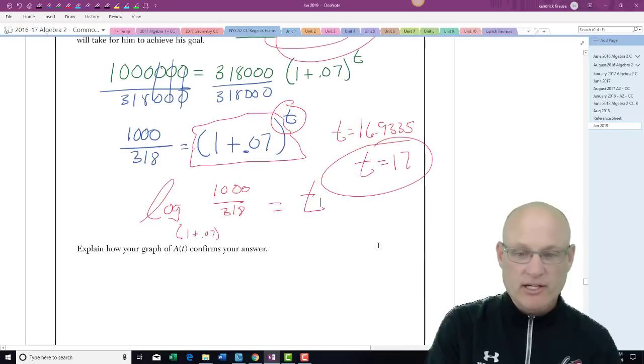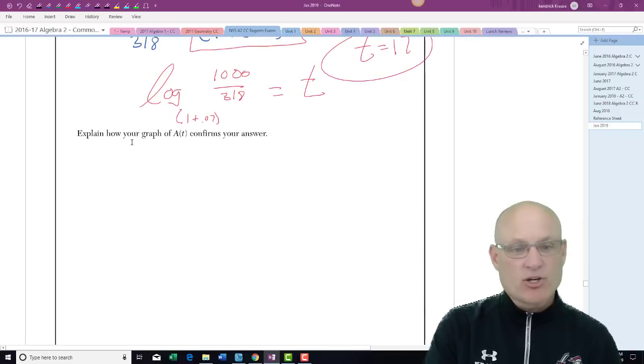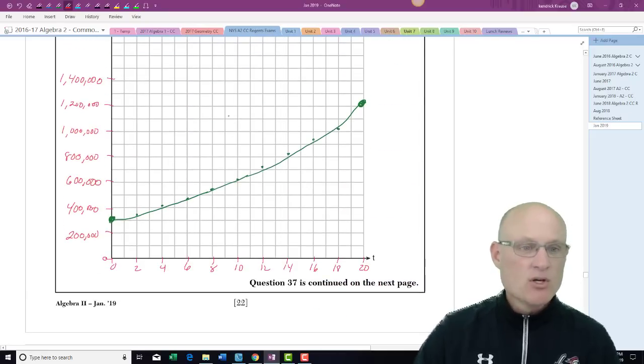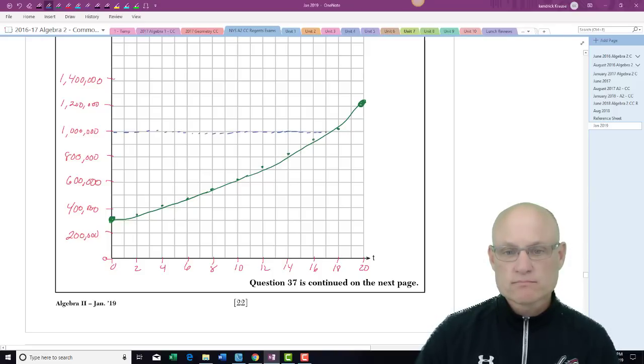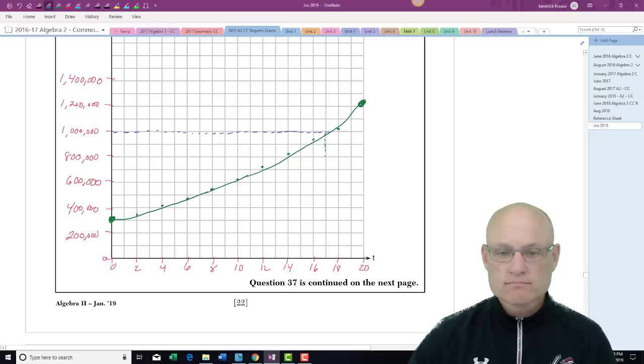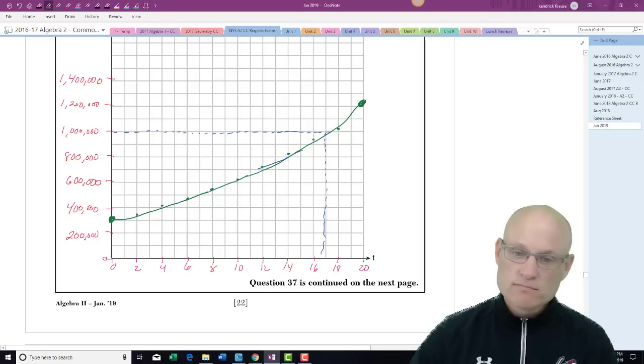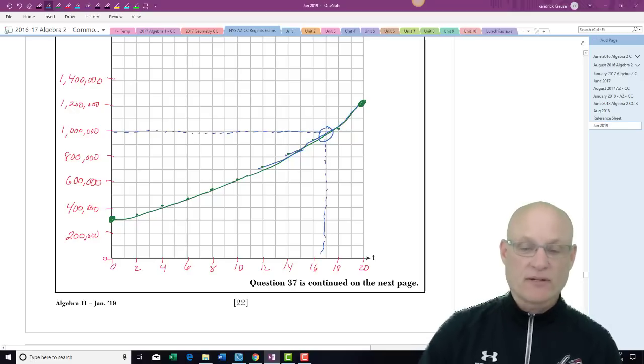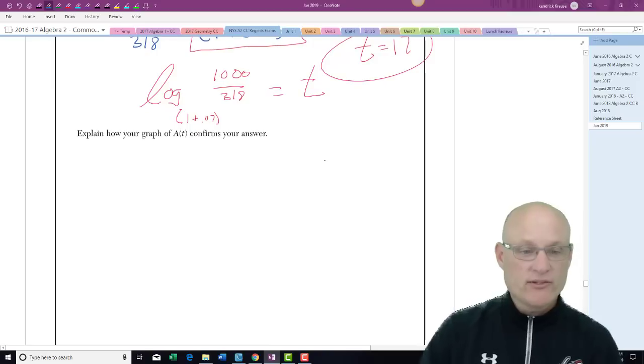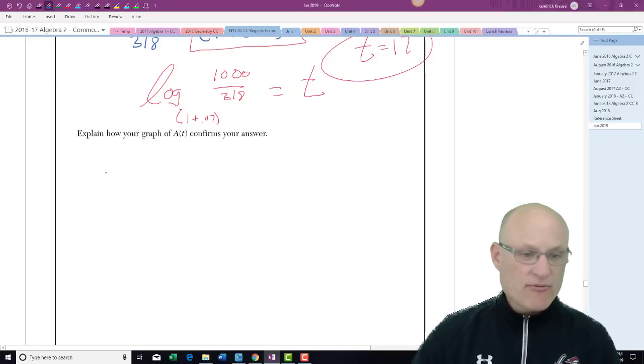Shabam! 17 years, I'll be a millionaire. Explain how your graph from A of t confirms your answer. Well, let's see if it does confirm it. 1 million. Now, make sure you use dotted. Now, had I hit these points, and you probably did, I hope, you'd see that it's just about perfect right there.